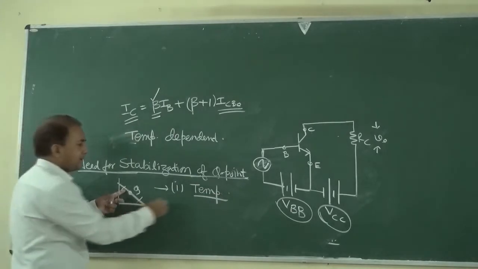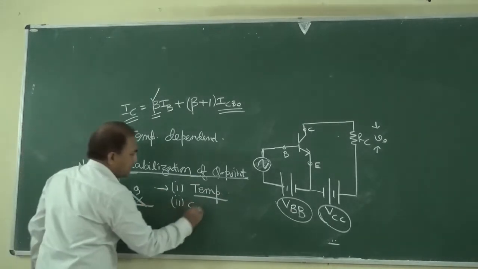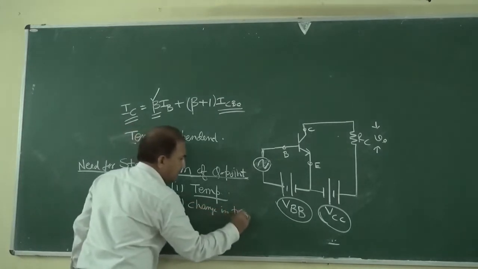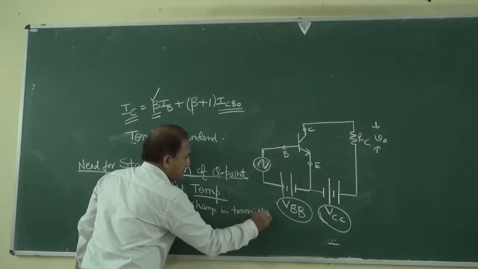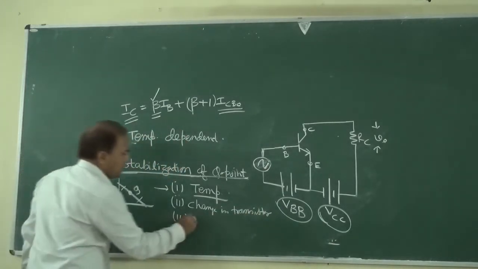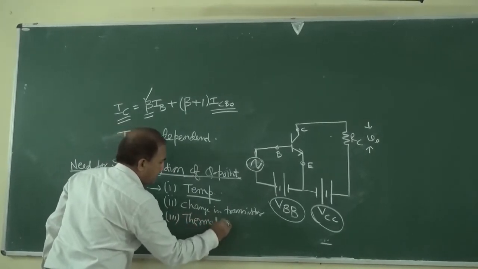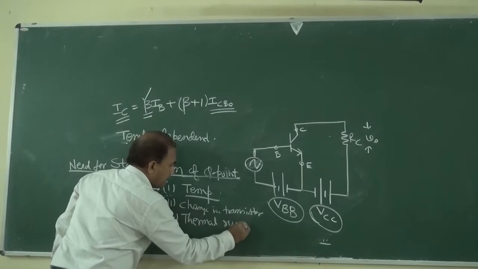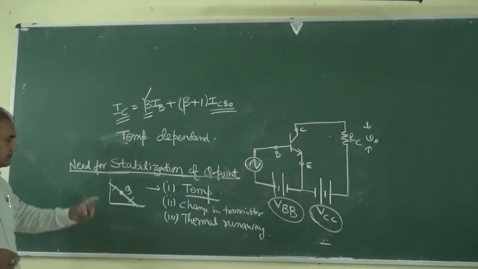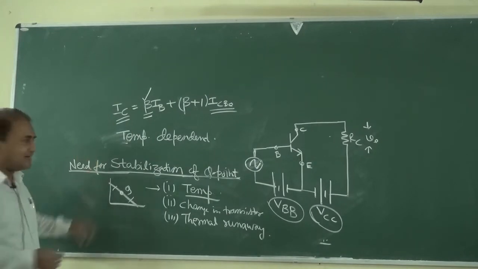So we have to think it should not change with the change in transistor. And third, it should not change due to thermal runaway. That is why stabilization of Q point is essential.